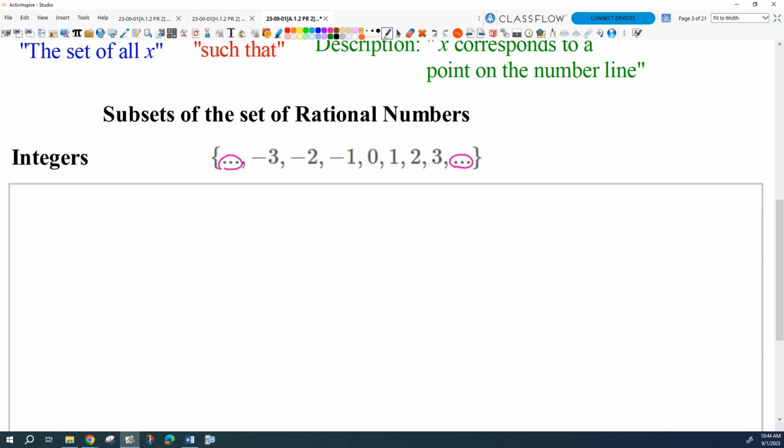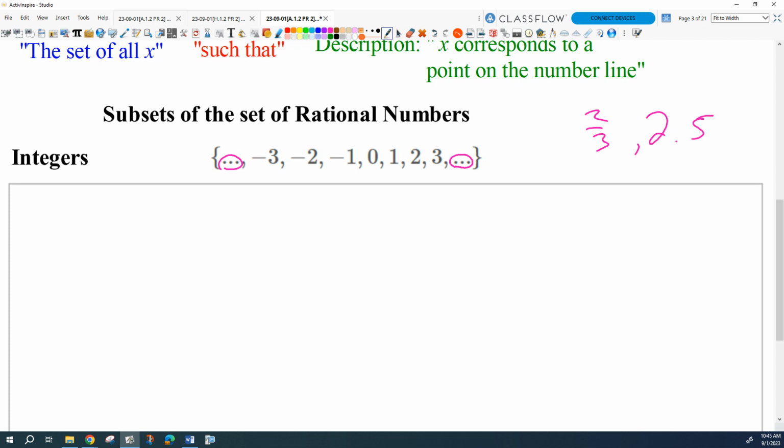Give me an example of a rational number that is not an integer. Somebody throw one out. 2/3. There you go. Right? 2/3 is not in that set. It's not an integer, but it is rational. What's another one? 2.5. Yeah. Okay. Another one. That doesn't look like those, does it?